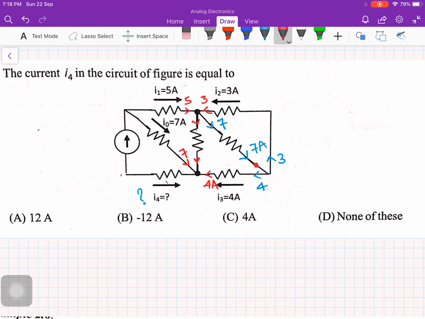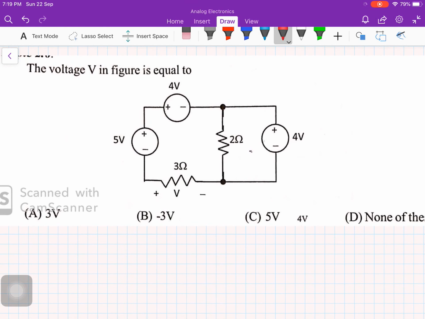So I'll get 1 amp here flowing, and here 1 amp. So the current I4 can be written as 7 plus 1 plus 4, which is nothing but 12 amps. But if you see the KCL, the concept of KCL, this current has to flow in this direction. So I'll get minus 12 amps. That's my answer. Okay, now let's see this.